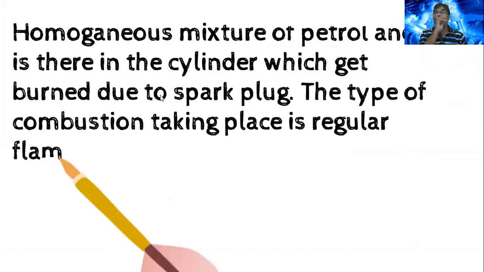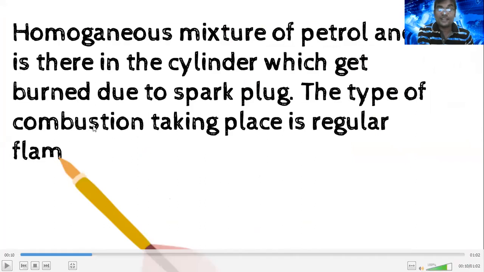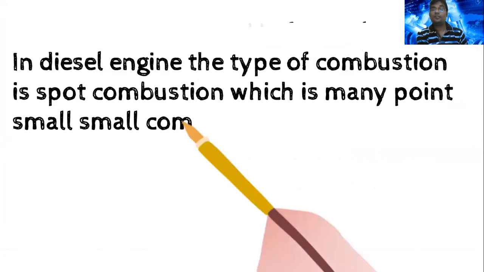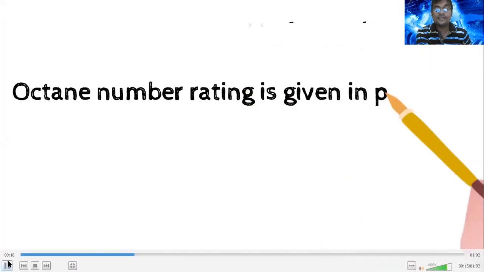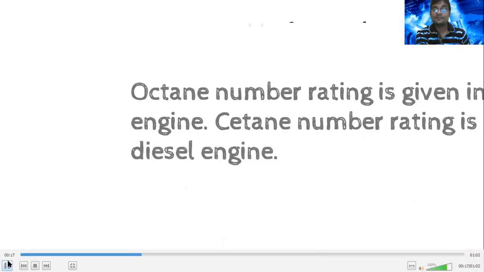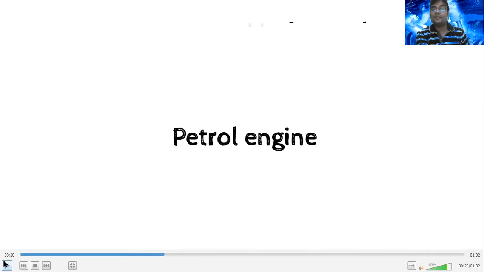See, I told you a homogeneous mixture of petrol and air is burned inside the cylinder, and the spark plug gives a spark. The type of combustion which takes place in a petrol engine is regular flame front. In a diesel engine, what combustion takes place? Spot combustion. Octane number is given for a petrol engine. Cetane number is given for a diesel engine.